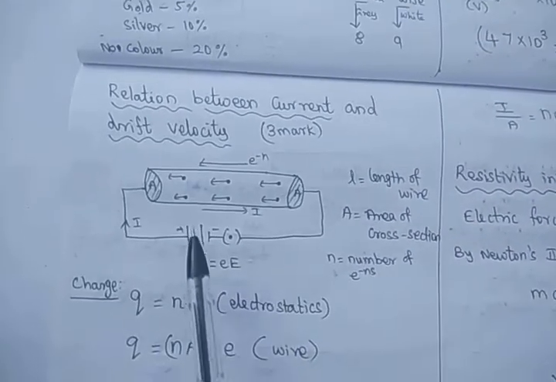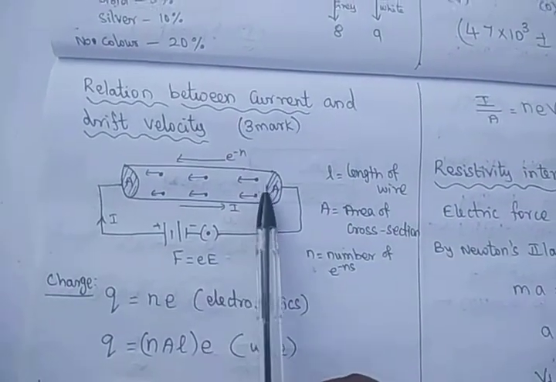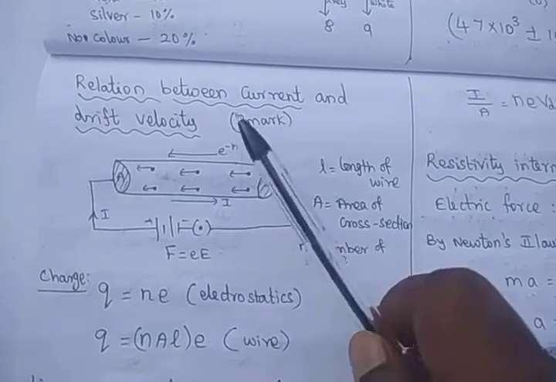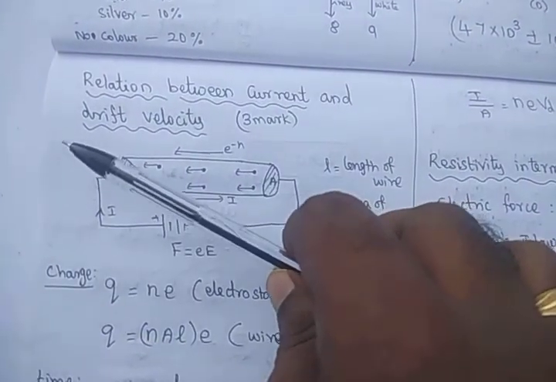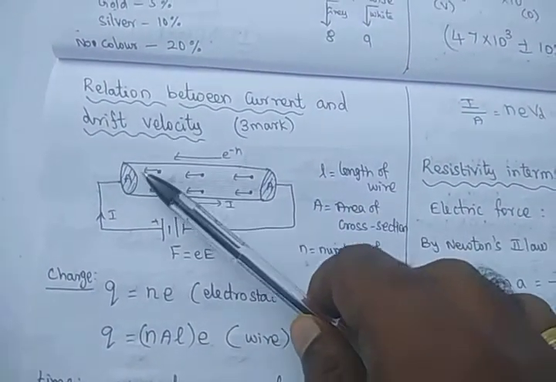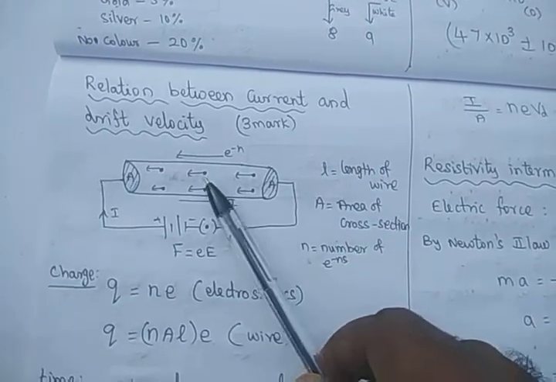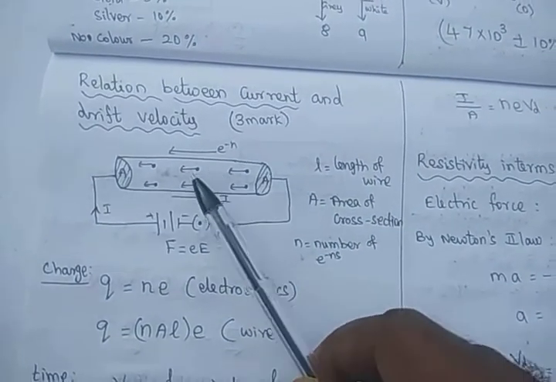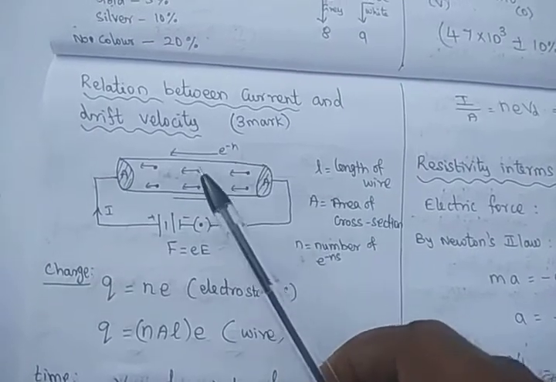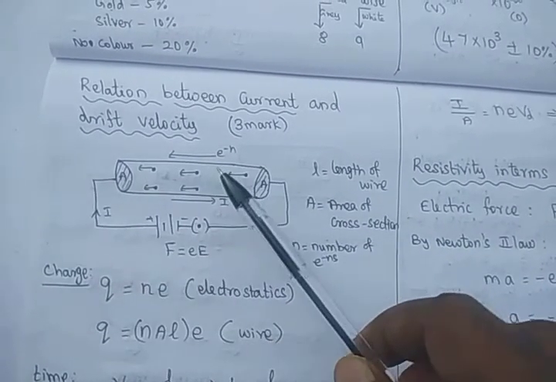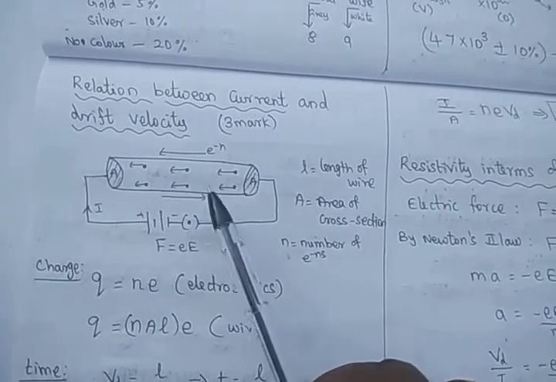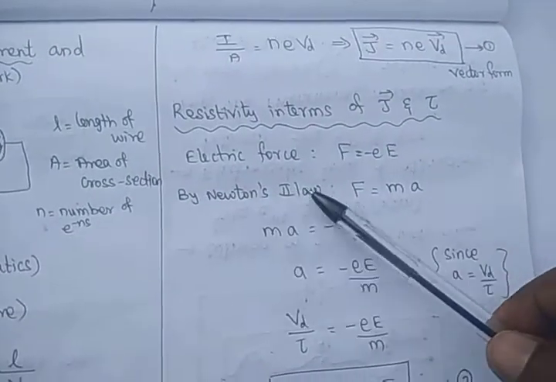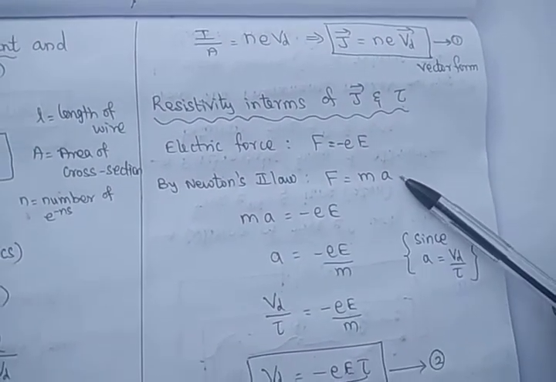When the electric force is given, what will happen? The electron of mass m will drift and move with the velocity Vd. The rate of change of velocity is called acceleration, so the electron has an acceleration. It will obey Newton's second law, although at the microscopic level Newton's second law is not strictly obeyed. For derivation purposes, we take Newton's second law as F equals ma.